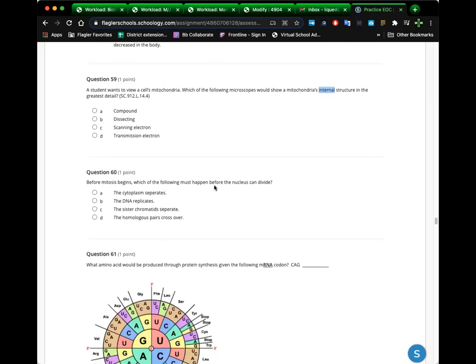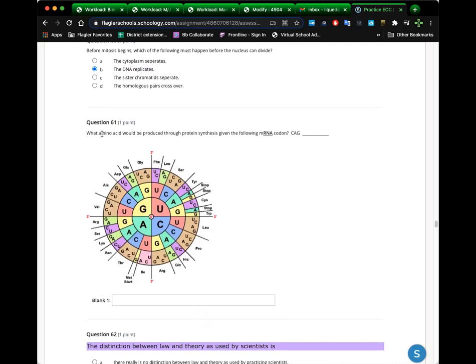All right, before mitosis begins, what must happen before the cell can divide? Well, before the cell divides, you need to replicate the DNA. Okay, so during interphase, there's G1, S, and G2. During S, S stands for synthesis of DNA. So that's what's going to happen.